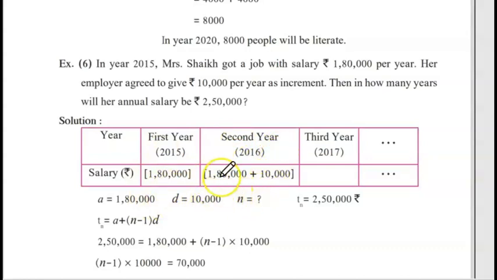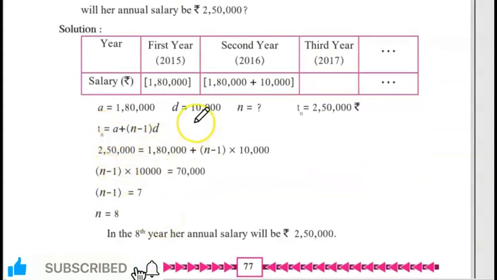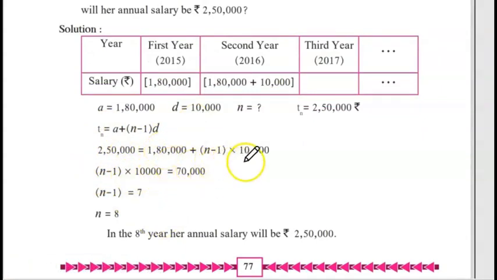Yearly salary was 1,80,000 plus yearly increment 10,000. Here A is equal to 1,80,000, D is equal to 10,000, N is equal to question mark. When will that yearly salary become 2,50,000? First, Tn is equal to A plus N minus 1 into D. 2,50,000 is equal to 1,80,000 plus N minus 1 into 10,000. If we simplify here, 2,50,000 minus 1,80,000, then you will get here 70,000.